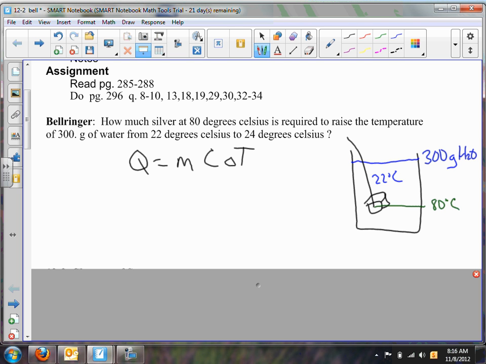And because it's hotter, it's going to lose its heat. So some of the heat will leave the silver, go to the water, until eventually they're at the same temperature. And that temperature turns out to be 24 degrees. So this 22 will go to 24 degrees, and the block of water will also go to 24 degrees. They're reaching equilibrium. And we just want to figure out how much silver is required for that to happen.